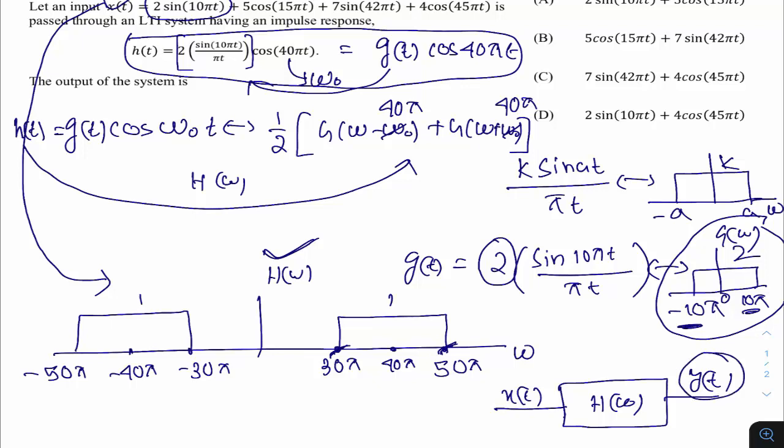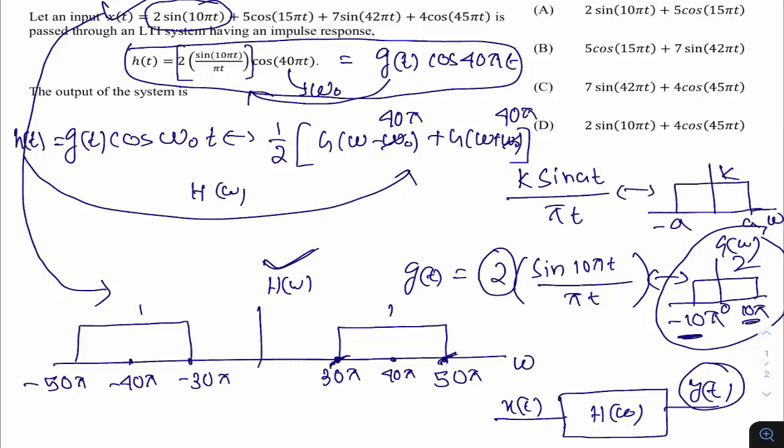Okay, so the first sinusoid is 10 pi. Where this 10 pi is, it will be coming somewhere here. So this point is your 10 pi. 10 pi is not in the passband, so this will be blocked and will not be produced at the output. What about 15 pi? 15 pi is also the same story, because 15 pi will be somewhere here, so it will also be blocked. What about 42 pi? 42 pi will be coming somewhere here. Is it in the passband? Yes, so this will be passed. And 45 pi, yes, this is also in the passband somewhere here, so this will also be passed.